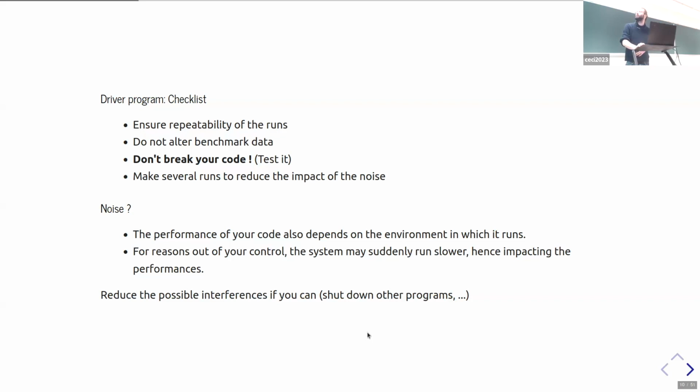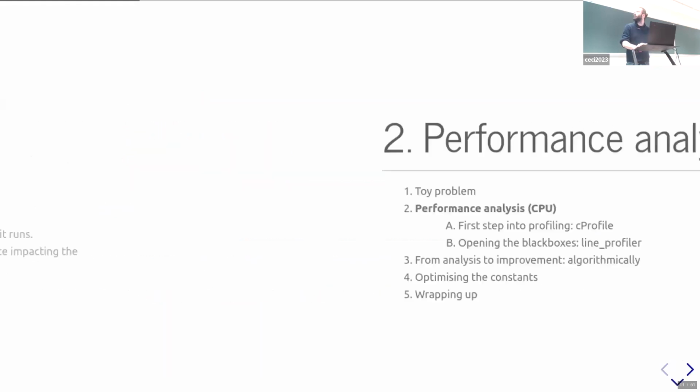So you can reduce that by reducing all the possible interferences. If you have a browser open, close it. If you have other programs running, shut them down, to ensure that the code you benchmark is about the only code that runs on your computer.